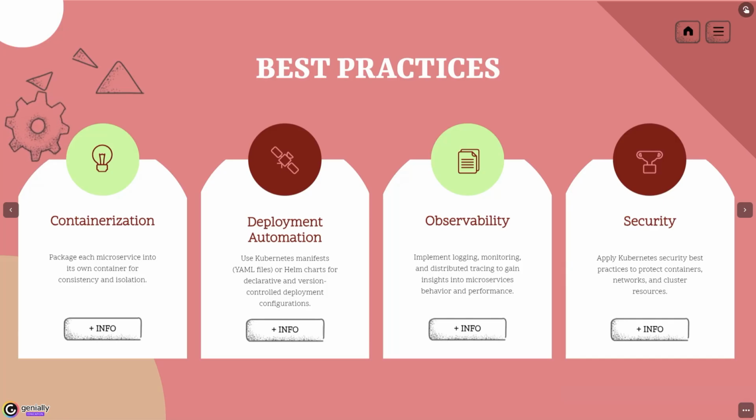In conclusion, Kubernetes provides a robust platform for deploying and managing microservices at scale, offering automation, scalability, and operational efficiency benefits. When combined with a well-architected microservices approach, Kubernetes empowers teams to build resilient, scalable applications that can adapt to changing business requirements and operational demands.